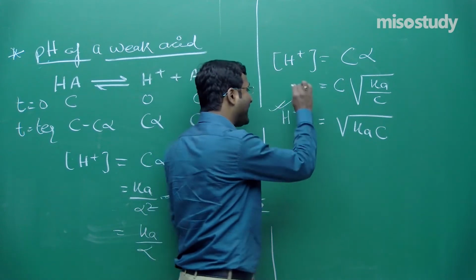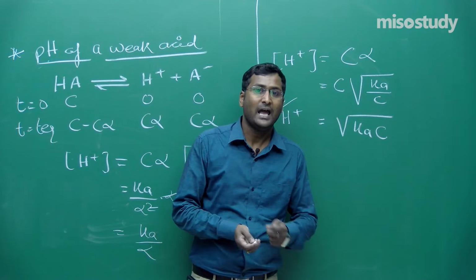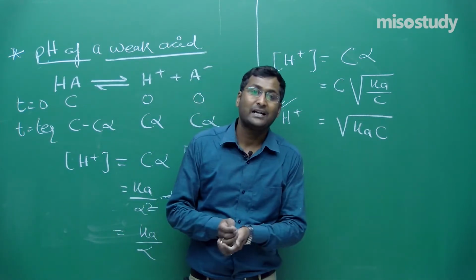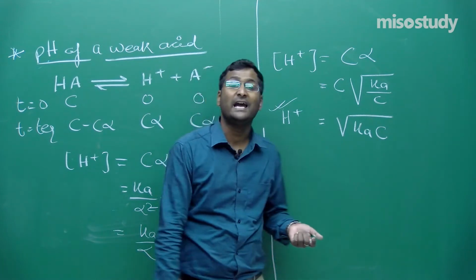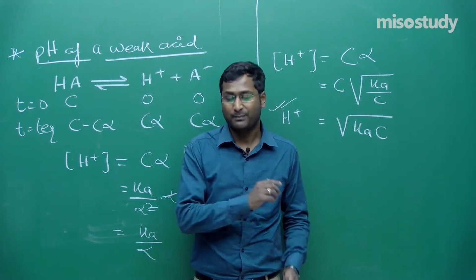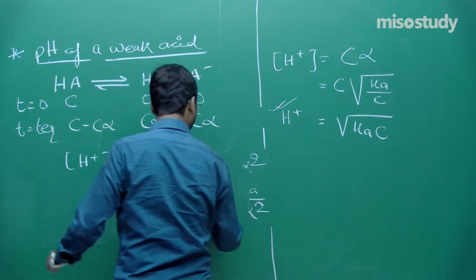Why am I calculating H plus ion concentration in terms of Ka, in terms of concentration and in terms of degree of dissociation? Because we all know that H plus ion concentration relates to pH, because pH is equal to minus log H plus ion concentration.